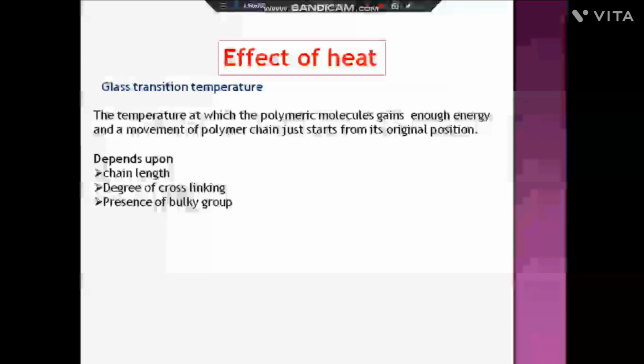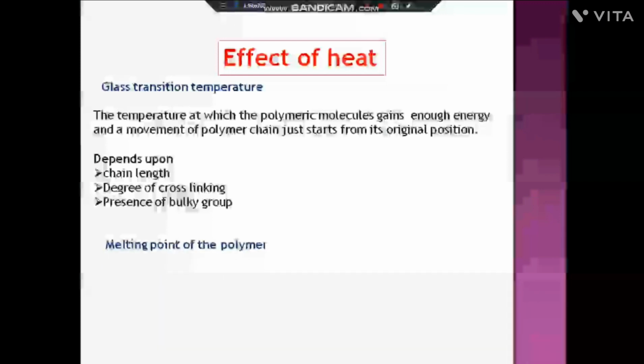It depends upon factors such as chain length and degree of cross-linking. If these two increase, the glass transition temperature also increases. If there is any bulky group, then also the glass transition temperature will be greater.